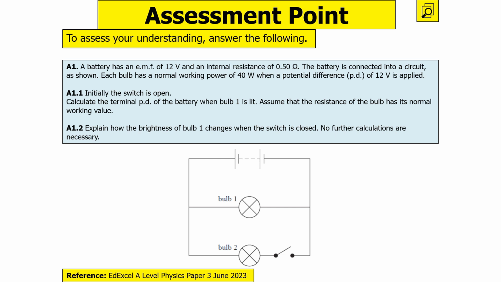Calculate the terminal PD of the battery when bulb 1 is lit. Assume that the resistance of the bulb has its normal working value. Then explain how the brightness of bulb 1 changes when the switch is closed. No further calculations are necessary. So pause the video now, then unpause the video when you want to go through your answer.